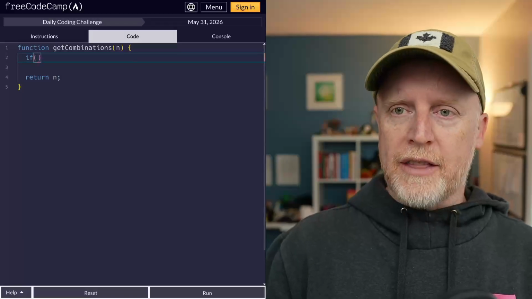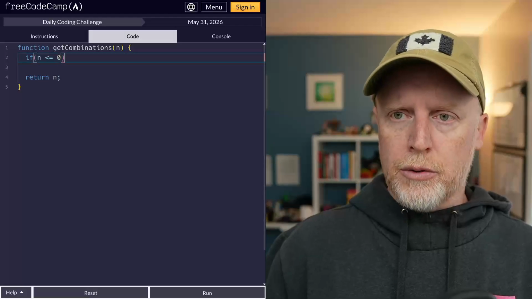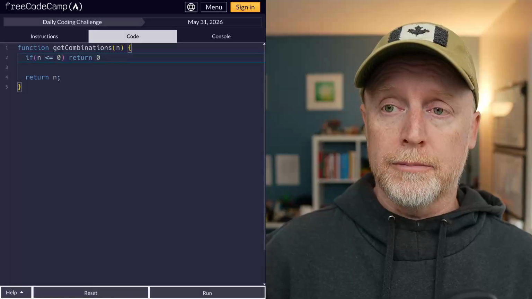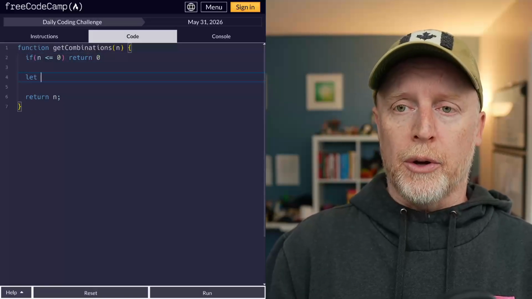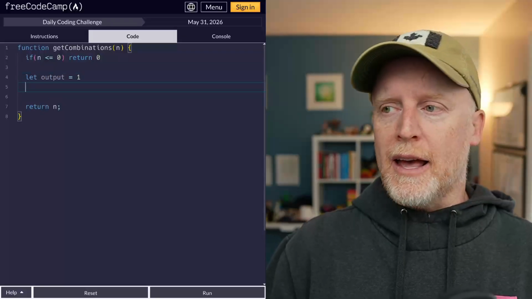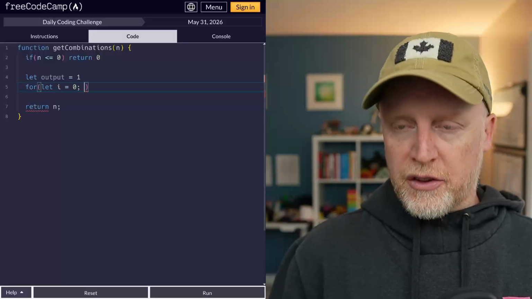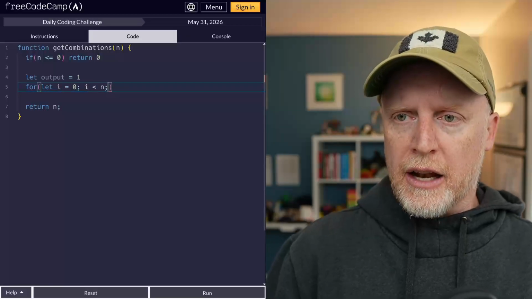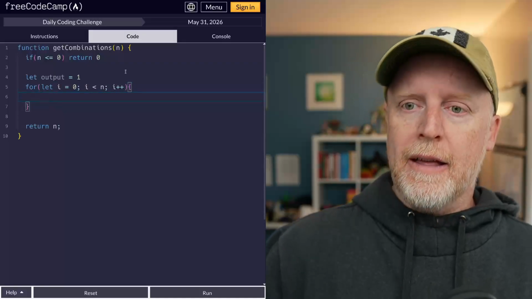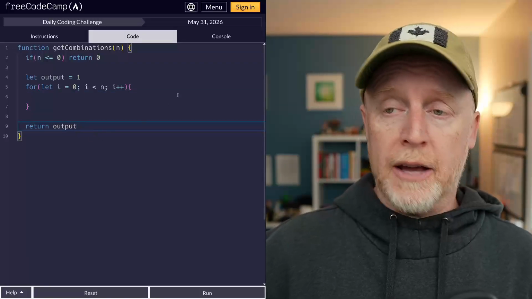So if we had that if statement, just like the other one, if n is less than or equal to 0, then we should return 0. There are no combinations, so we return 0, okay? Down here, we set up our output. So output equals 1, okay? We're going to start at 1, and this is going to be our for loop: let i equal 0 this time, i is less than n, and i plus plus, okay? Just like that. And then down here, we do the exact same thing, we return the output just like that, okay?